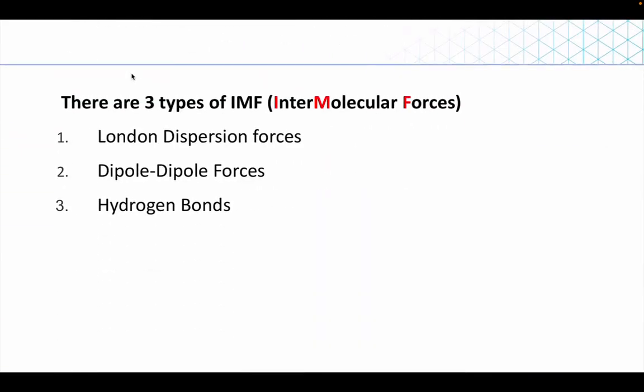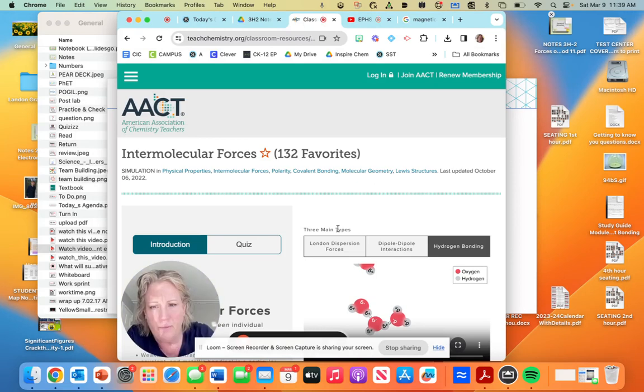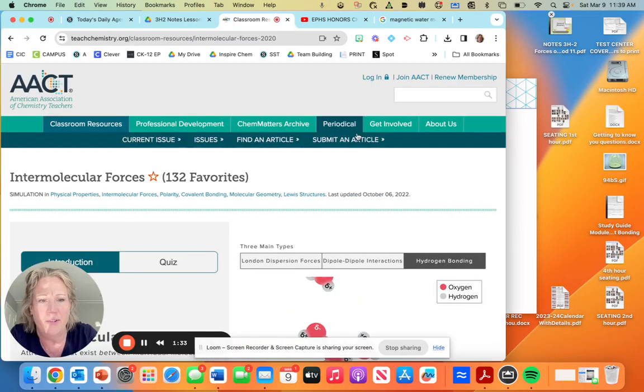Here are the 3 types. We also call them IMFs. The first one is LDF, London dispersion forces. This is the weakest of the 3, but these can become significant if the molecule gets large enough. Then we've got dipole-dipole forces, which happen when we have a polar molecule. And then hydrogen bonds, even though they say bond, remember they're not. I don't know why we do that to you guys, but the hydrogen bond is really a special extreme case of dipole-dipole. So I'm going to show you a sim that explains this better than I can.